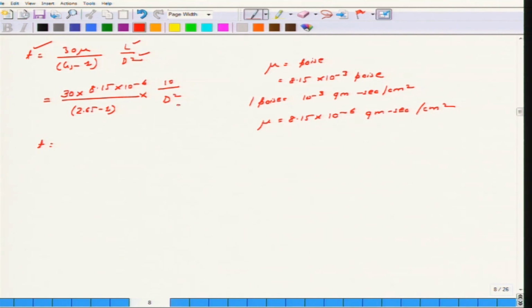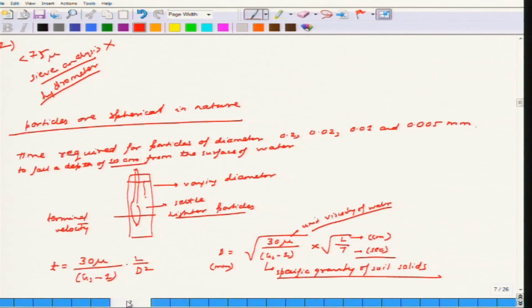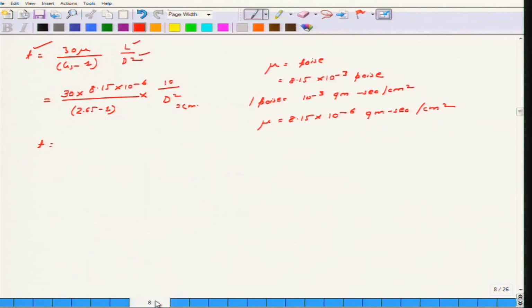As I have said, the d comes out in terms of millimeter, so d is already given in millimeter. So 30 into 8.15 into 10 to the power minus 6 into 1.65 into 10 divided by d square, where d, let us say, is 0.2, it comes out to be 2.22 seconds.